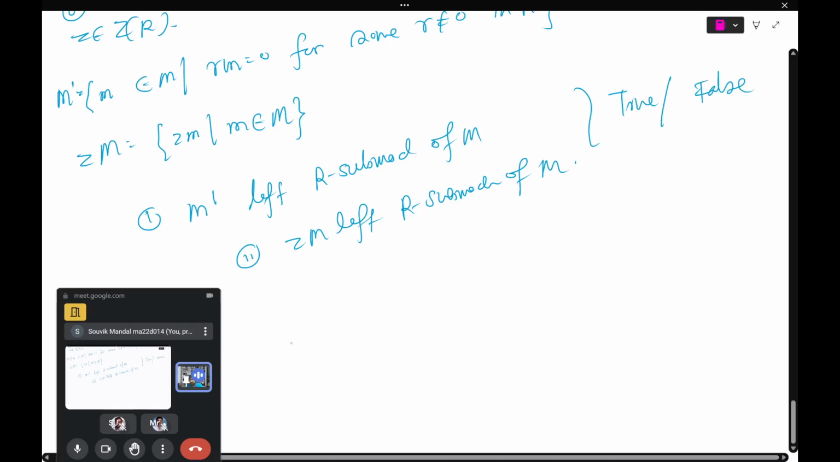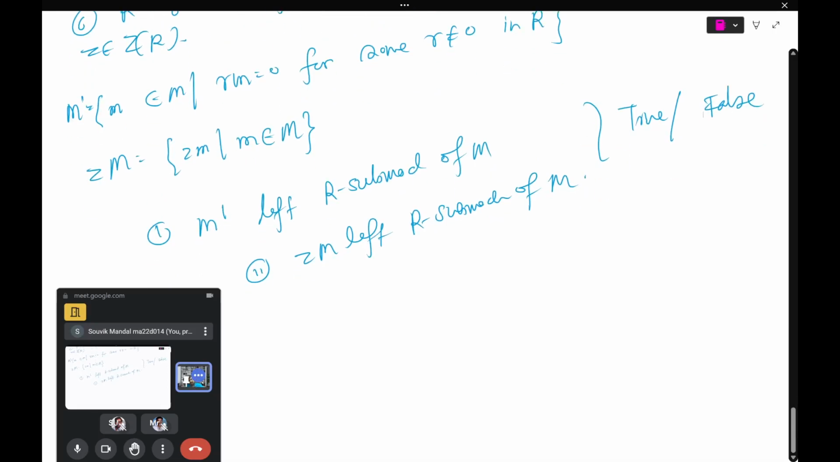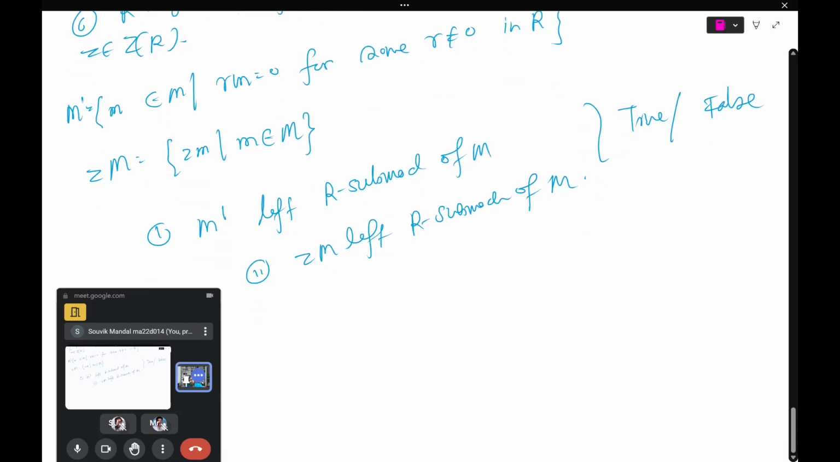So basically what you need to do is this. M dash consists of those elements whose sum is 0, and Zm is given by Z times m, okay? And Z is the center of the ring. Now you need to check whether M dash is a submodule or Zm is a left submodule. You need to check this.